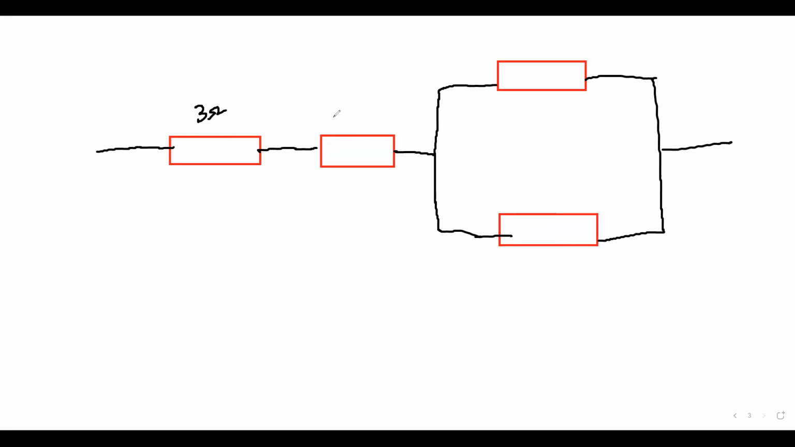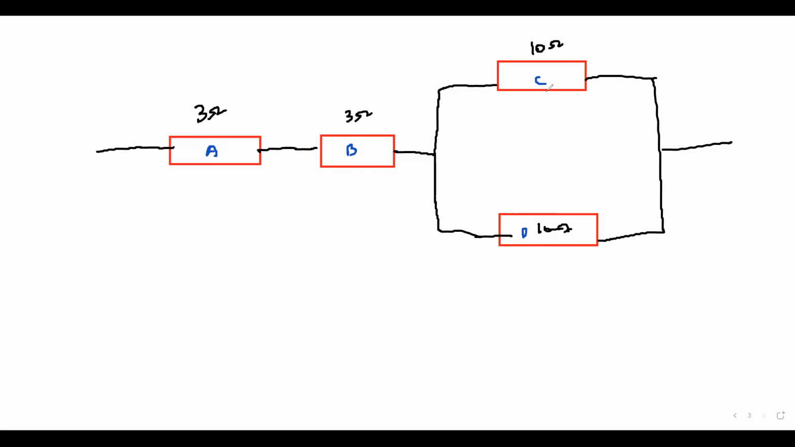Example: 3 ohms, 3 ohms, 10 ohm, and 10 ohms. We want to find the total resistance. How to work out the total resistance? These two, A and B, are in series, and C and D are in parallel. So first we should solve this parallel combination, and then we will add in series.